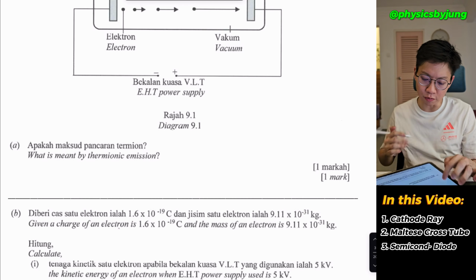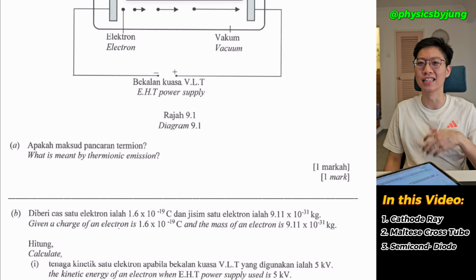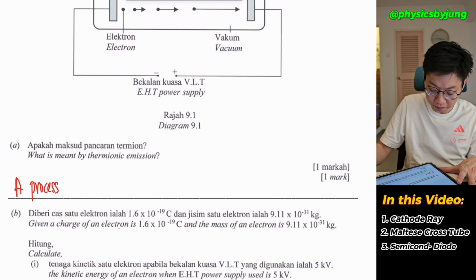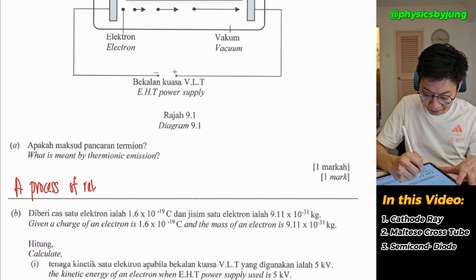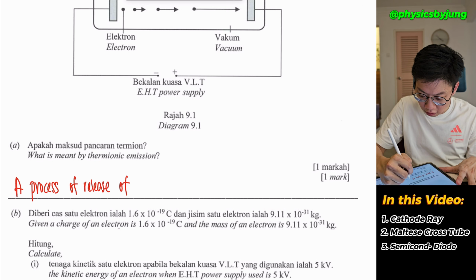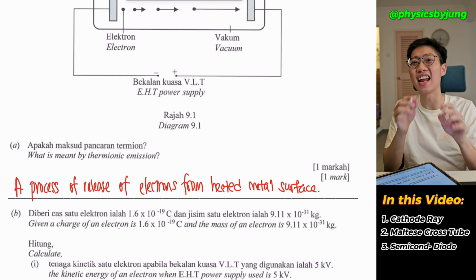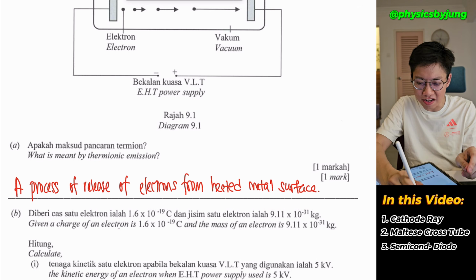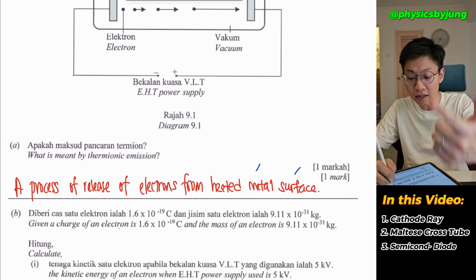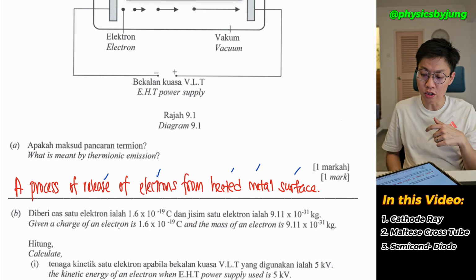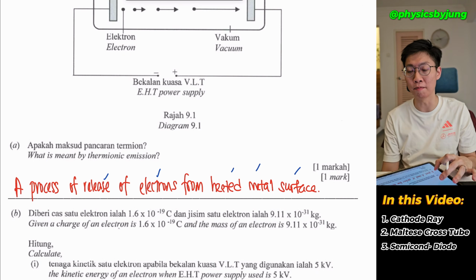Okay, for cathode ray, you will see the first thing that they ask, what is the thermionic emission? So it is a process of release of electrons from heated metal surface. Guys, every word here is very important. Surface, metal, heated, release electron is a process. So therefore, this is how you get this one simple mark.